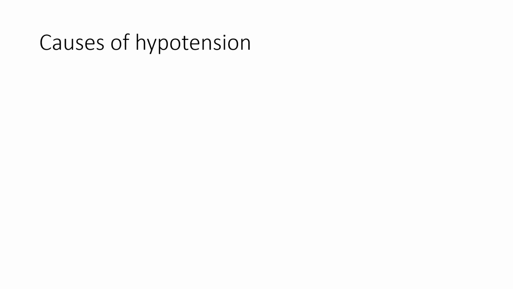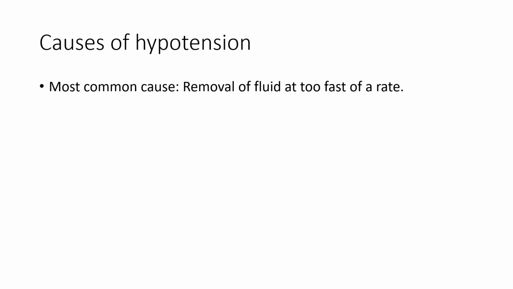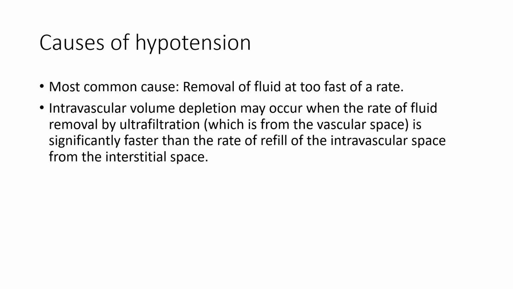The most common cause of hypotension was removal of fluid at too fast of a rate. That is, intravascular volume depletion can occur when the rate of removal by ultrafiltration, which is from the vascular space, is greater than the rate of refill from the interstitial space. So in other words, there's tissue fluid that's supposed to mobilize back into the blood vessels, but if we remove fluid too quickly, we don't allow enough time for that to happen and the blood pressure falls.